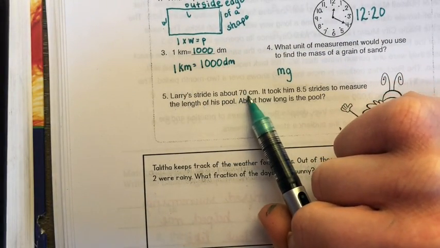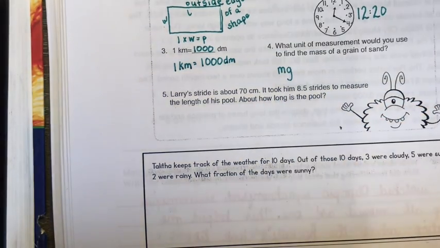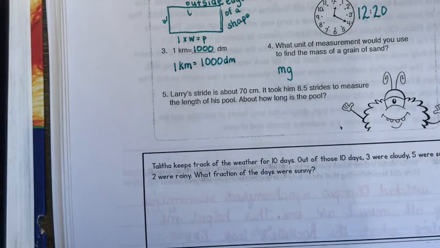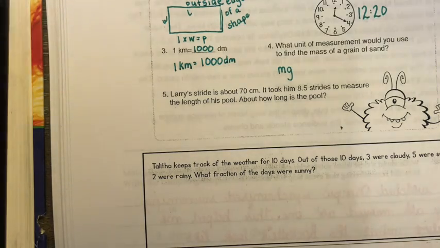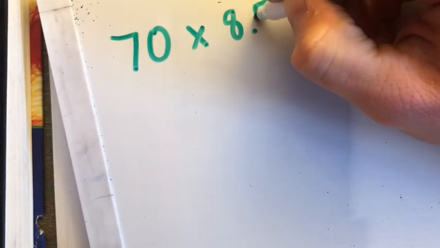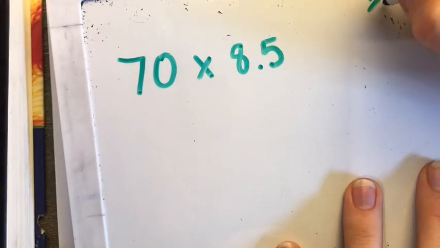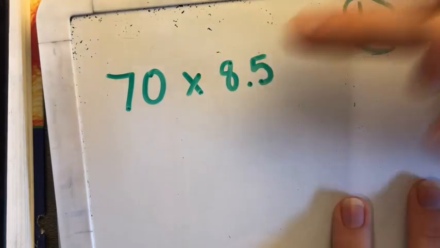Larry's stride is about 70 centimeters. It took him 8.5 strides to measure the length of his pool. About how long is the pool? I'm going to use my board and we're going to draw this one out. His stride is about 70 centimeters times 8.5 strides. I'm drawing and realizing you can't see my board. First, we'll put the half over here and think about it later. That's 0.5 means a half.